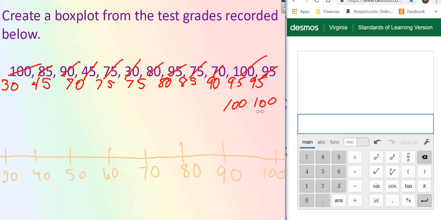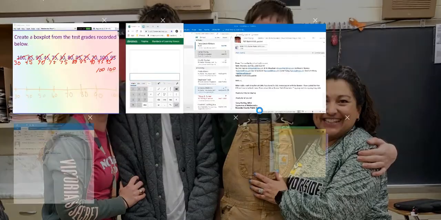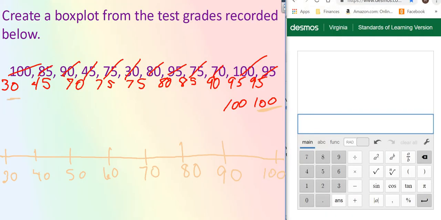The first thing I'm going to do is look at my upper extreme and my lower extreme. So I'm going to put a dot above 30 and a dot above 100. Then I'm going to look through and try to figure out what my median is, which is going to be a little bit hard. So I've got one here, one here, one here, one here, one there. Keep circling until I end up with one left, I hope. Nope, I had 2 left. So that means I have to average those 2.